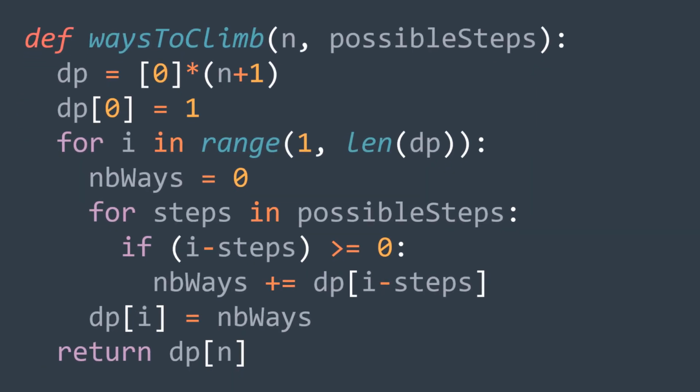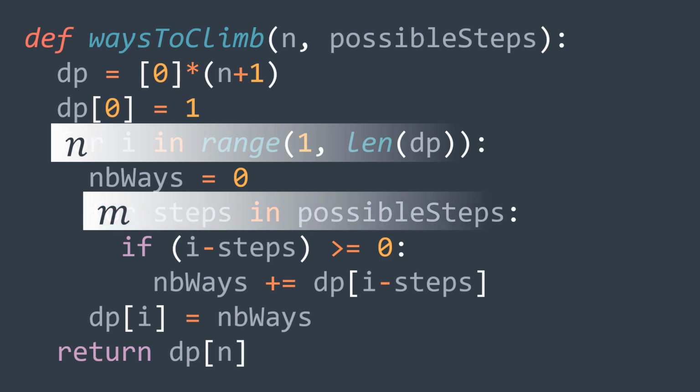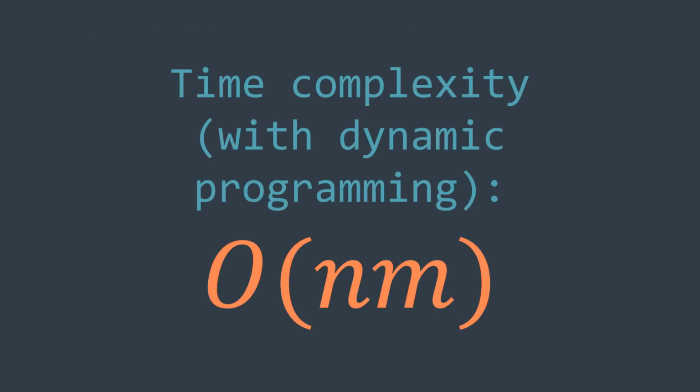Now for the time complexity, we are traversing n elements in the array, and at each iteration we are traversing the m possible steps, so we have n times m. We get a time complexity of n times m, which is asymptotically better than the complexity of the non-optimized recursive solution.